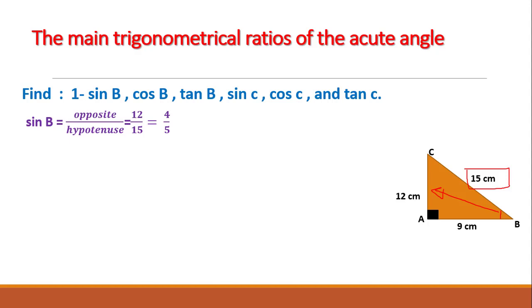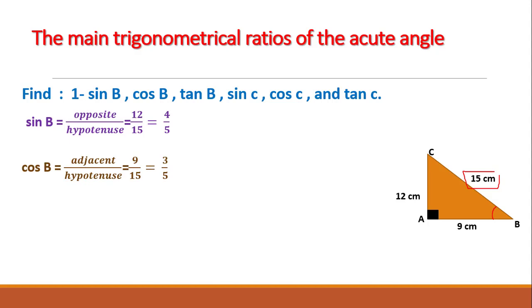It will be 12 over 15, which is 4 over 5. Okay, also angle B, but in this case I want cosine B. Cosine B equals adjacent over hypotenuse. The hypotenuse is 15. Adjacent is 9. So 9 over 15. Then I'll simplify it. It will be 3 over 5.